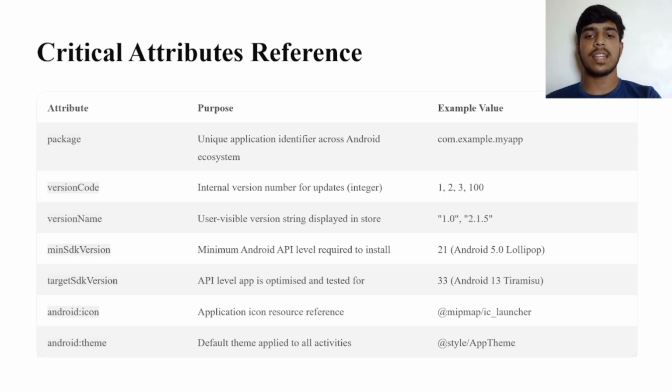And this package name must be unique across the Play Store. It's like your app's fingerprint. And also version codes help developers release updates properly. So updates are very important for the application. And also icons and themes define how your app looks. It's part of your brand identity. And now we will discuss the best practices for declaring the components in a manifest, or creating the manifest, and also common mistakes to avoid while creating this application.